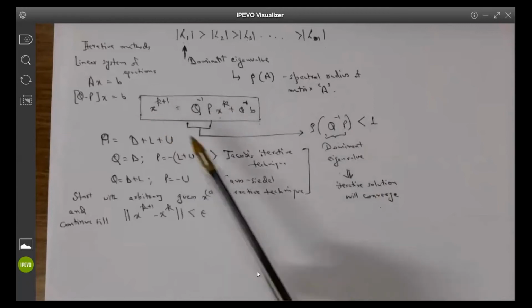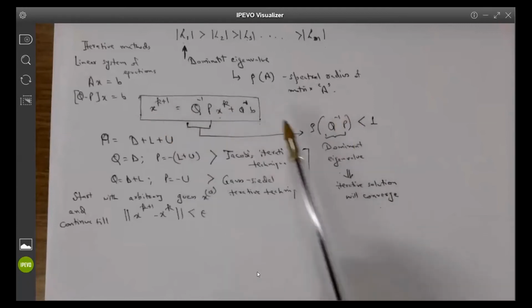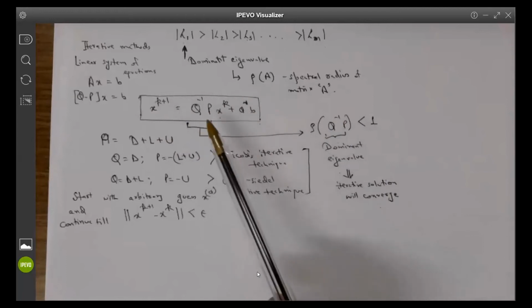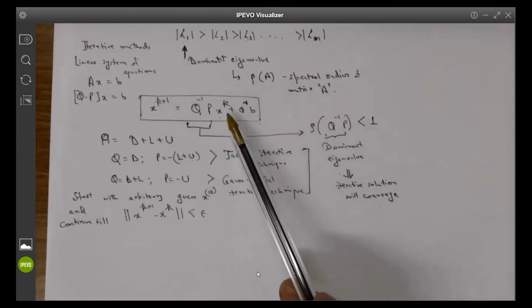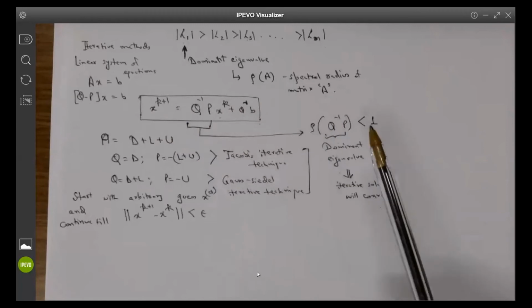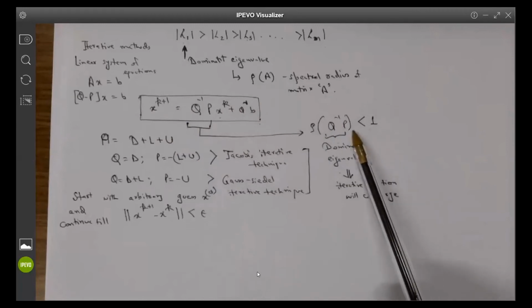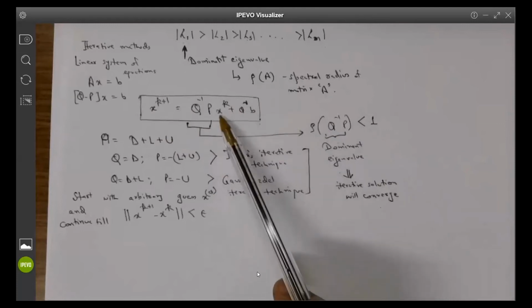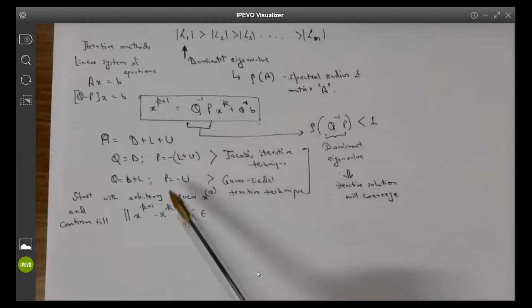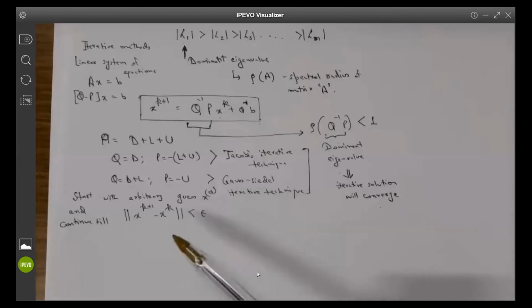Okay, I see. And this condition is saying that you will get some solution for any arbitrary guess if you have the dominant eigenvalue less than 1. If it is not less than 1, then whatever arbitrary value you take, you will never be able to converge. Basically, that means they are not getting any solution at all.